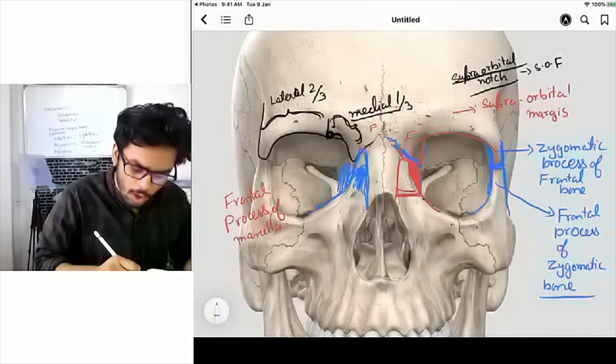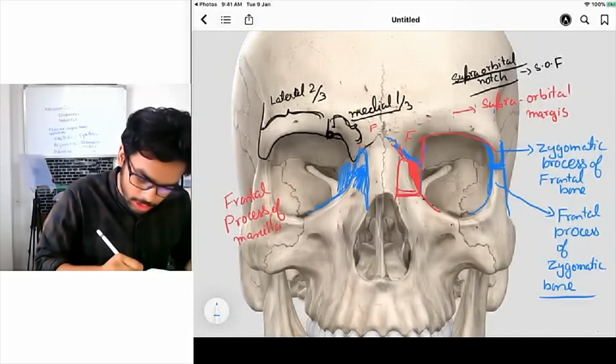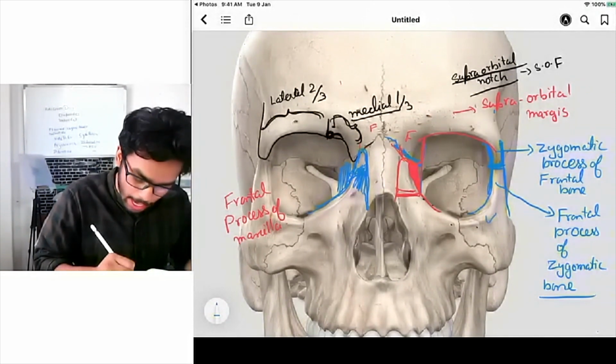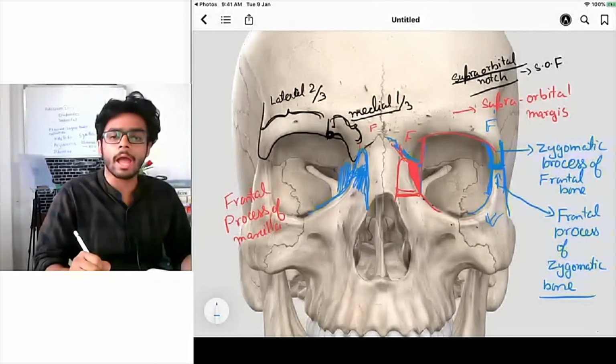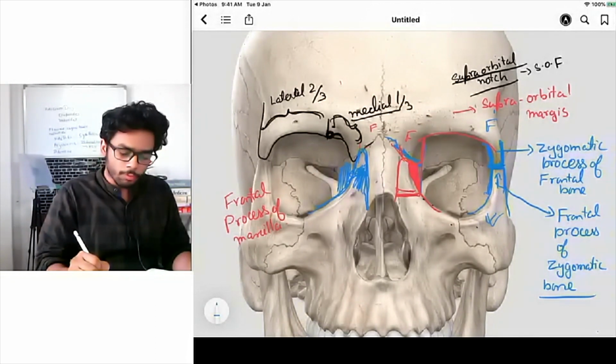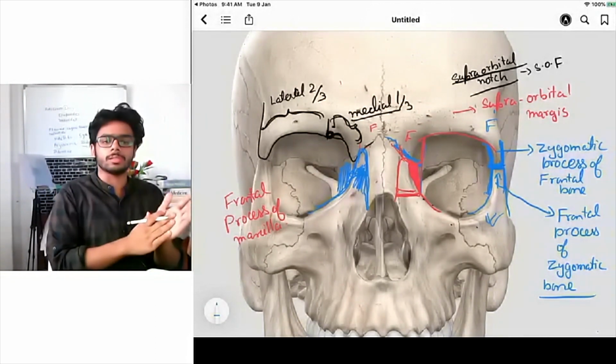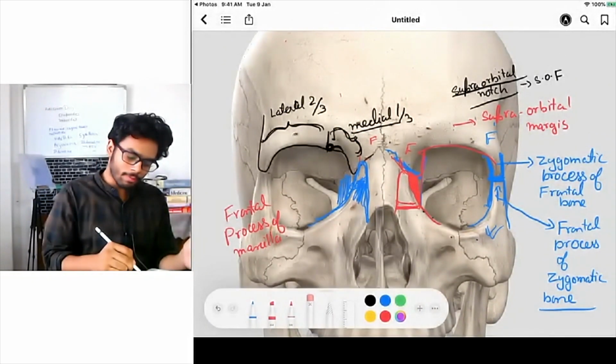Why is this known as zygomatic process? Because this is the extension towards which bone? Zygomatic bone. And here the extension is towards which bone? The frontal bone. So that's why it is known as frontal process of zygomatic bone. Am I clear? So you got all the four margins. Let me revise it once.